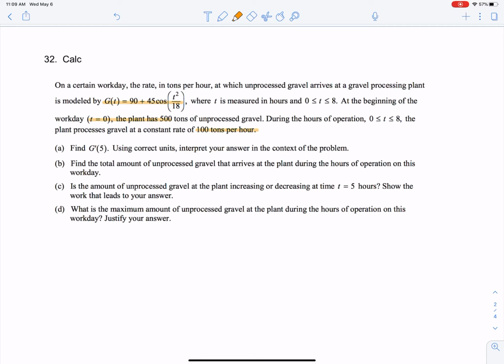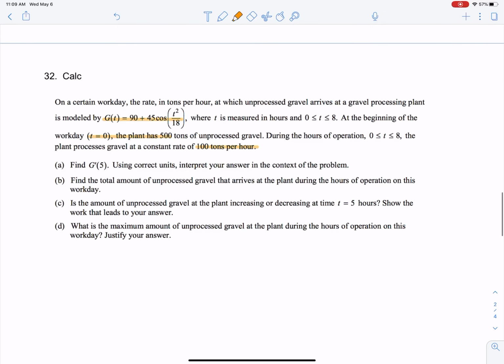So think about what's kind of going on here. Just to be clear, we have two things going on here. So imagine this picture right here represents the gravel. This is the gravel being put into the plant. Okay, that's the G of t function. Then you can kind of think of the constant 100 tons as leaving. I'm not going to say it's leaving because we don't know if it's actually leaving the plant, but it's being processed. So something's happening to it. In other words, it's leaving this pile. Hopefully that makes sense. Okay.